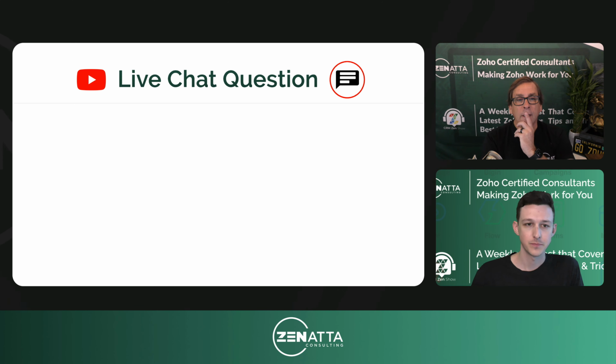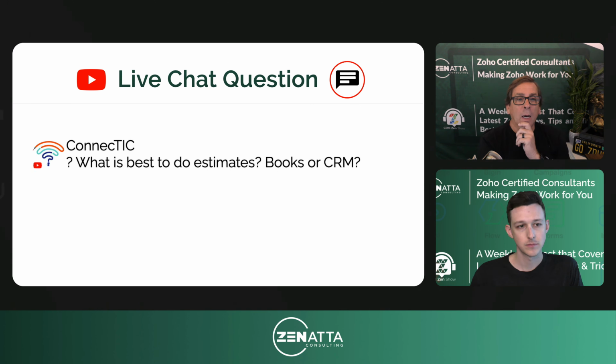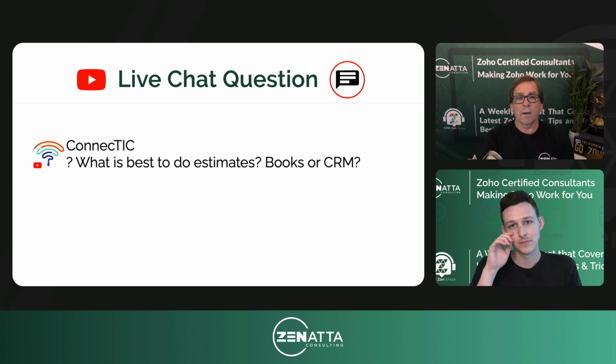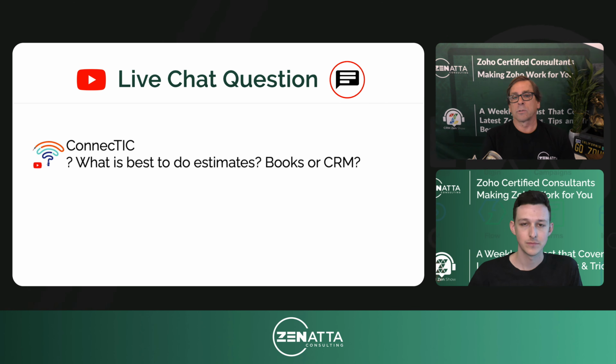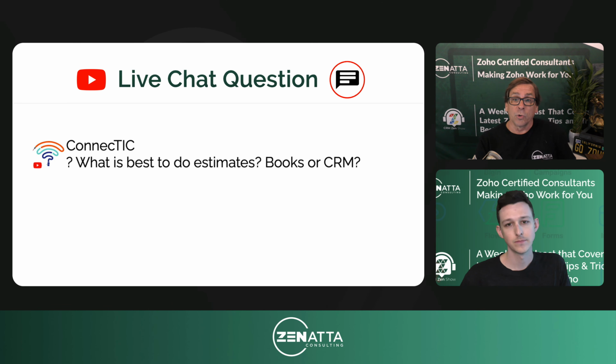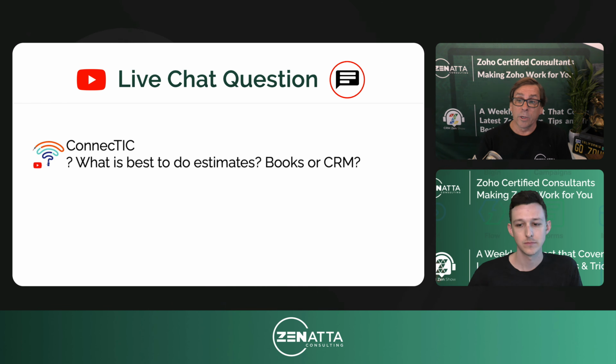Yeah. We've got a couple questions from Connectic. I like that name. What is best to do estimates, Books or CRM? They're separate until you make them not separate. So if you're just using Zoho CRM, you will have invoices and you will have estimates and all those things. Like I mentioned earlier, if you're used to using Zoho CRM to do invoices, it's all HTML based, so you really can customize those any way you want.